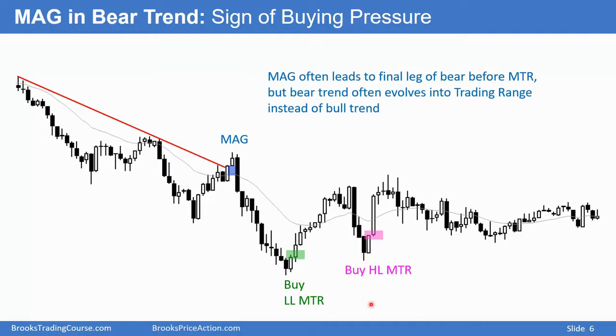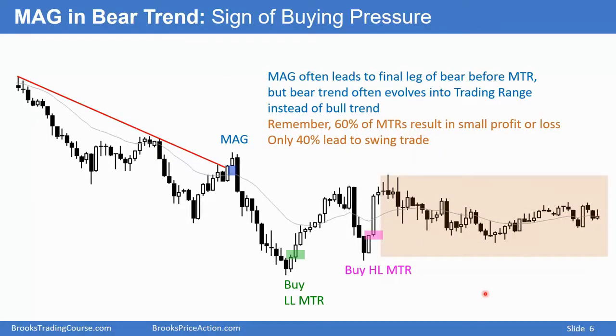If the bear trend tries to resume again, odds are we'll get another attempt at a major trend reversal. For example, here, a higher low major trend reversal. This is a test of the buy signal high and a good reversal up again a second time. Traders bought above this bar, got a strong rally. We're coming down to that price again, and they're buying again. Here's an example of a major trend reversal that led to a trading range instead of a bull trend.